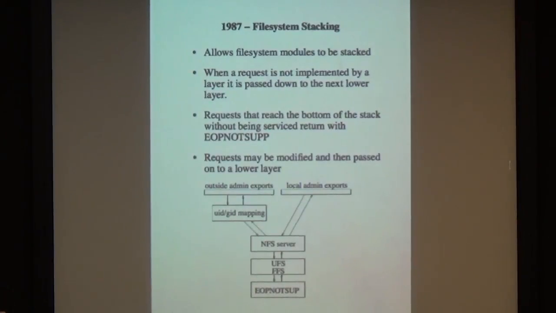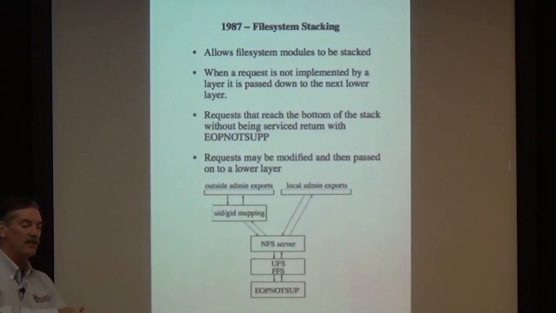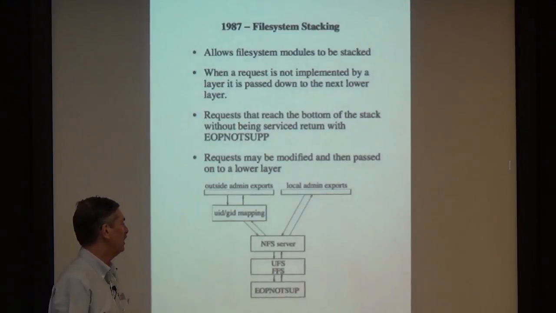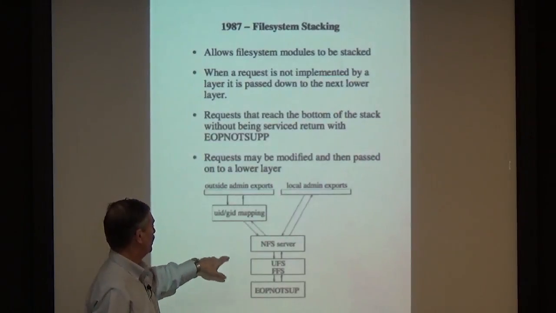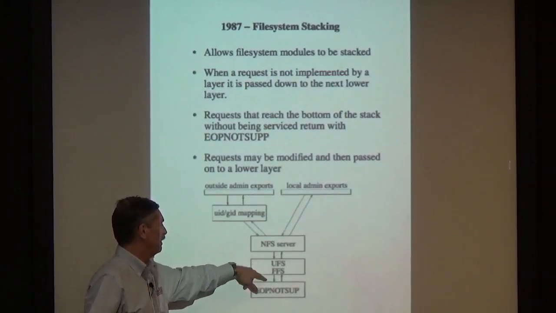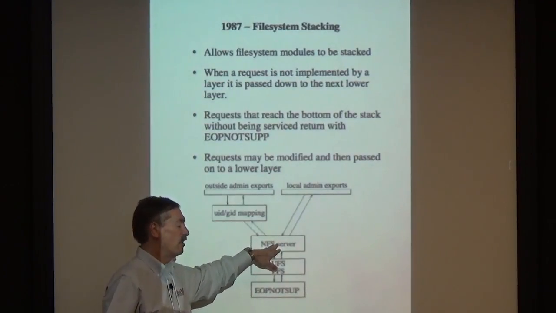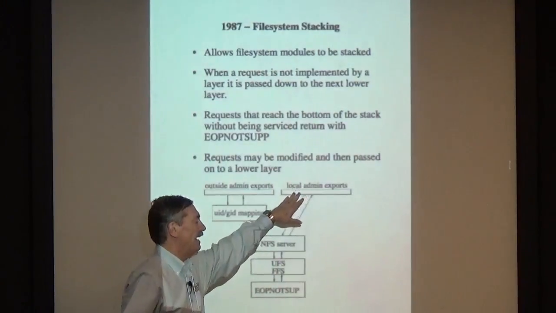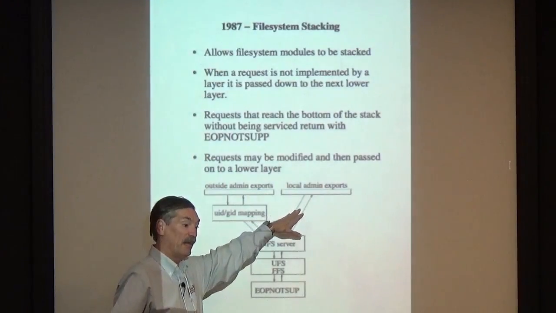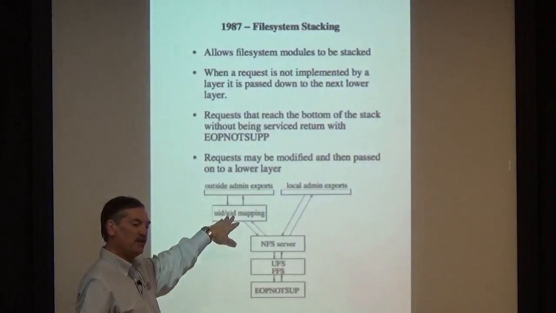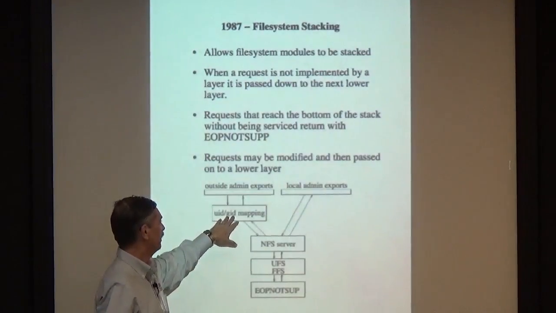In 1987, we went off and did this sort of weird stuff with file system stacking. And the idea here is that you just have these sort of layers that you put on top of each other rather than trying to integrate them all into a single big glob. So here we see the Fast File System sitting at the bottom, and then we could put an NFS server on that, and then export that locally to places that were using the same password and group files, or we could export it through a thing that would remap UIDs and GIDs for some other system configuration.